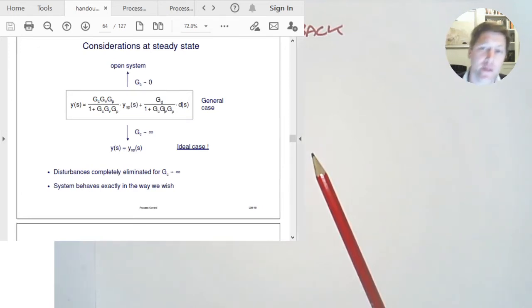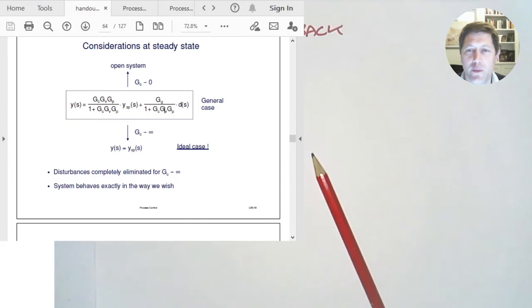So of course one limit is that GC tends to 0. This means that the steady state gain of GC tends to 0. What will happen? Well, here we've got a GC in the numerator, so that whole term will tend to 0. Here we've got a GC over 1 plus GC in the denominator, so that's going to tend to 1, and we're just going to have GD ds.